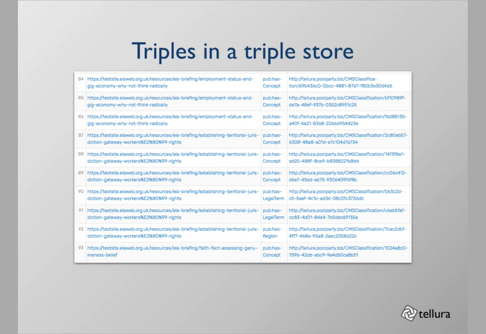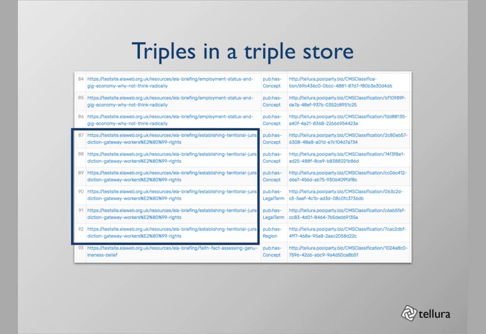So what do we get back? Well, this is a very small section from a graph database showing the URIs for 3 content items. Let's look at one of them. These 6 rows are all about the same piece of content, the same content URI.